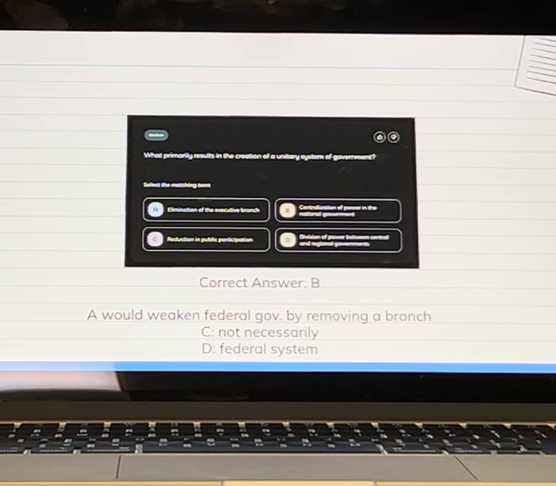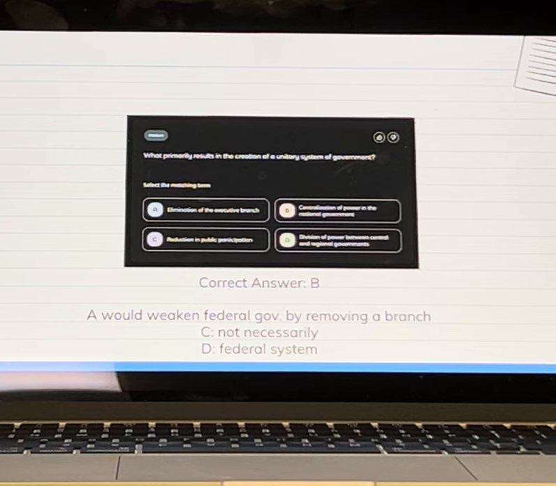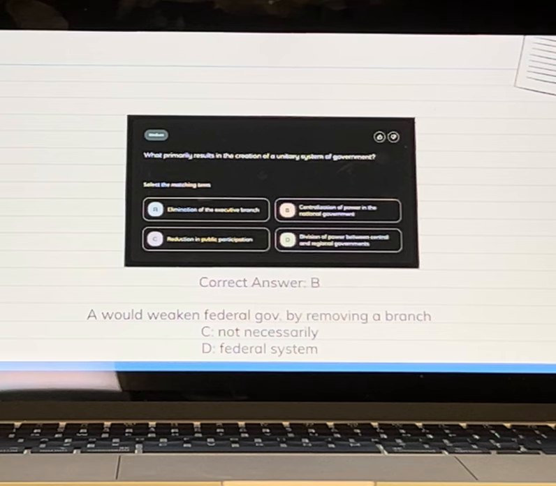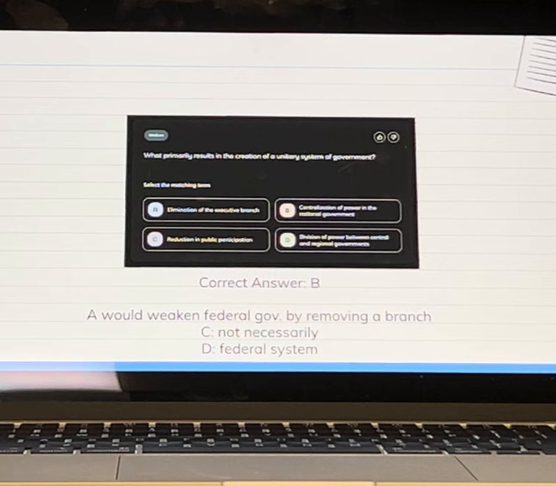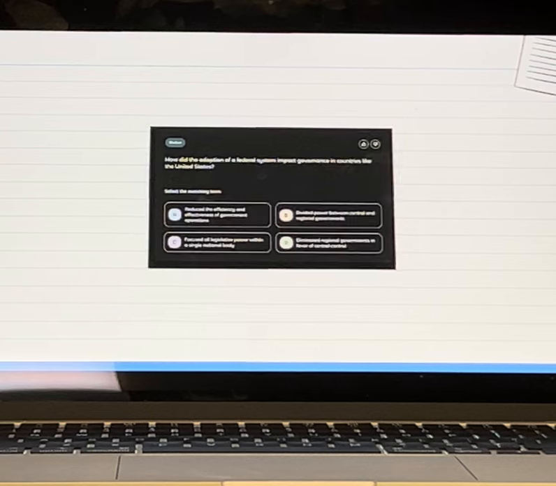Reduction in public participation doesn't necessarily result in a unitary system, because like Russia has reduced public participation because their elections aren't free and fair, but they're still a federal system. That doesn't have anything to do with a transition from unitary to federal. And division of power between central and regional governments is a federal system. So if a country did that, it'd be a federal system. That doesn't make any sense.